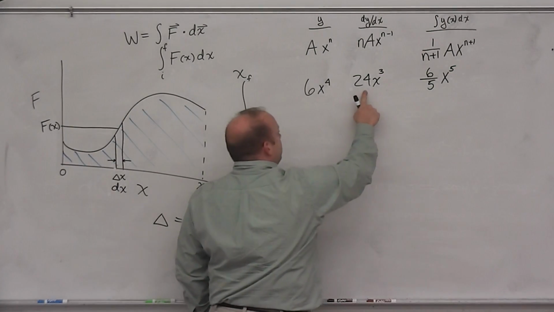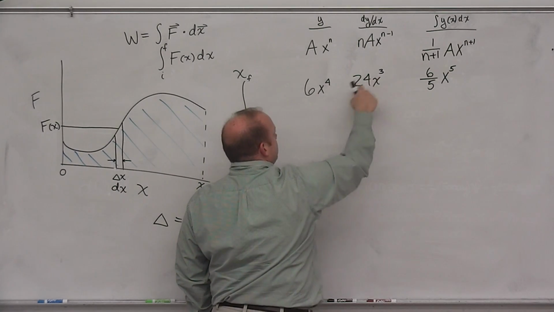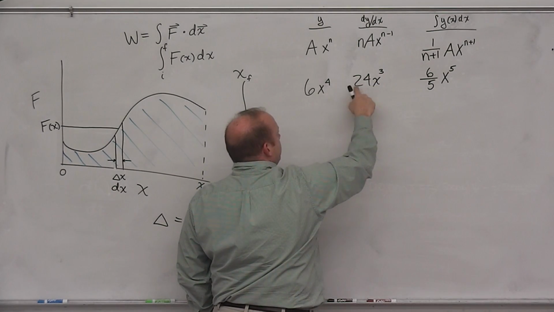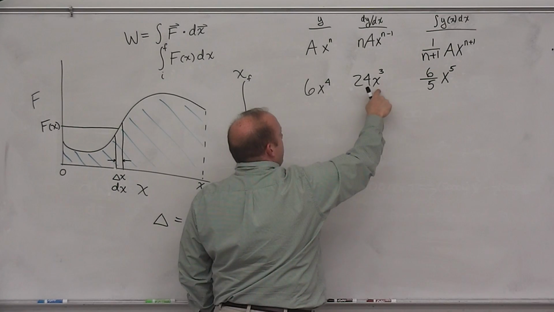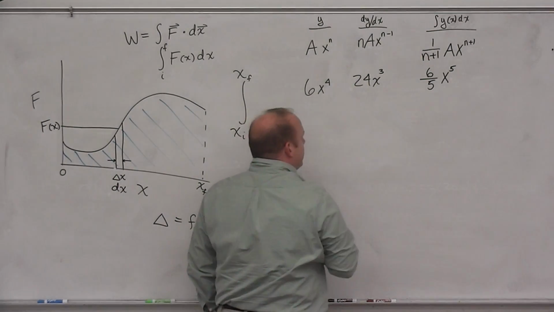Take the integral of this. Get this back out. So if I do it backwards, 1/4 would be 24 over 4, which would be 6. X to the 1 higher power, 4. Boom. That checks out.